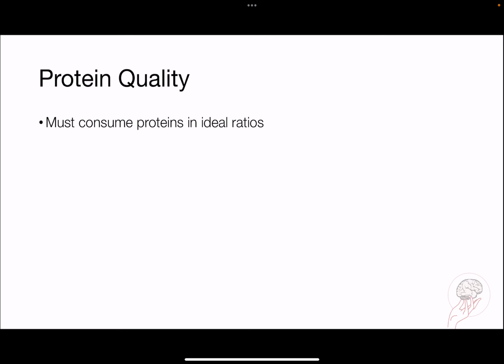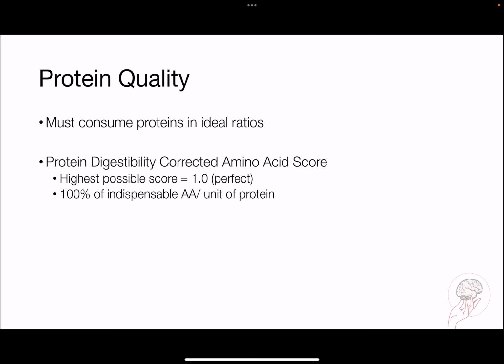So you're probably familiar with the fact that in our diet, we have to consume proteins in ideal ratios. And we can quantify this through the protein digestibility corrected amino acid score. The highest possible score is 1, or 100%. And that means there's 100% of the indispensable, or essential, amino acids per unit of protein. And a perfect protein on this scale is an egg white.